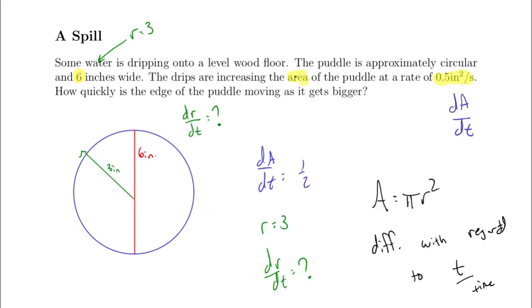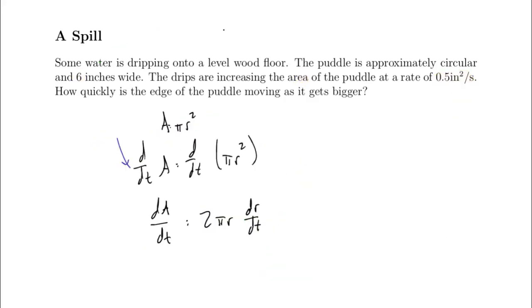Now, if you remember, we had some information. We had that dA over dt is a half, and we had that r is currently 3. So we can go ahead and just plug these pieces into place.